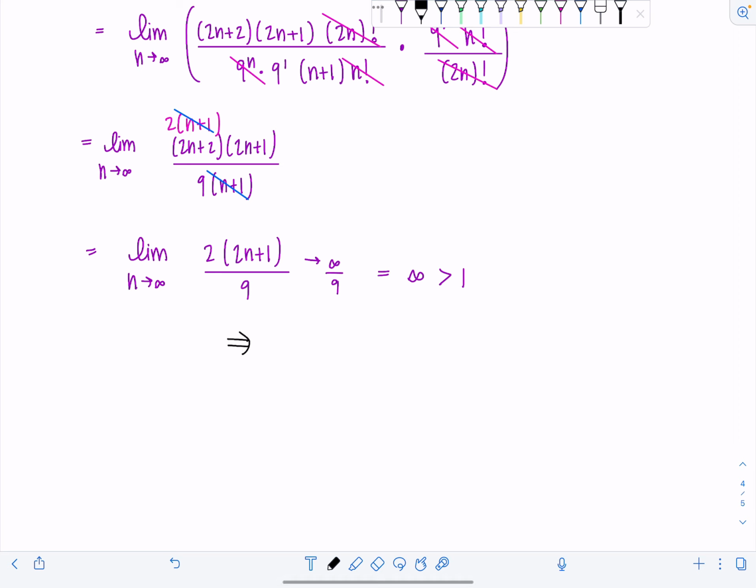This tells me that the sum, n equals 1 to infinity, of 2n factorial over 9 to the n times n factorial diverges by the ratio test.